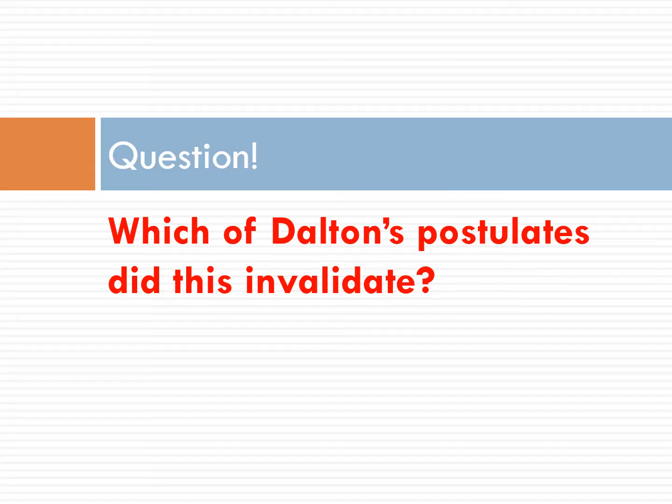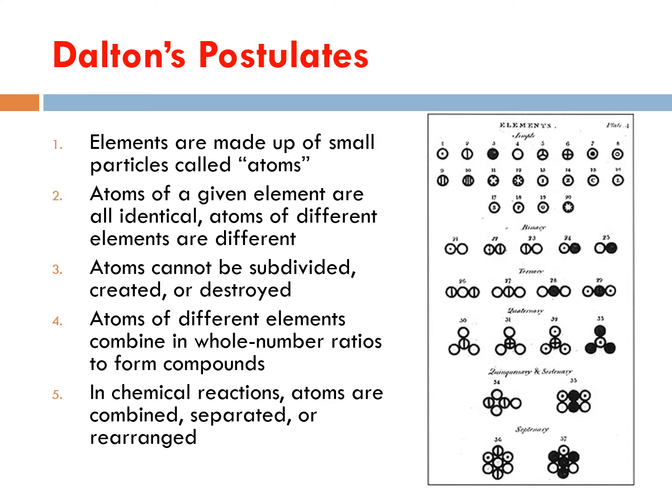So which of Dalton's postulates did this invalidate? When you read these, the five of them, Thomson found that there's something smaller than an atom. So of these, he invalidated the postulate that atoms cannot be created or destroyed or subdivided. That's the main part, the subdivided part, because he found something smaller than the mass of the smallest atom. So there must be something else in there.